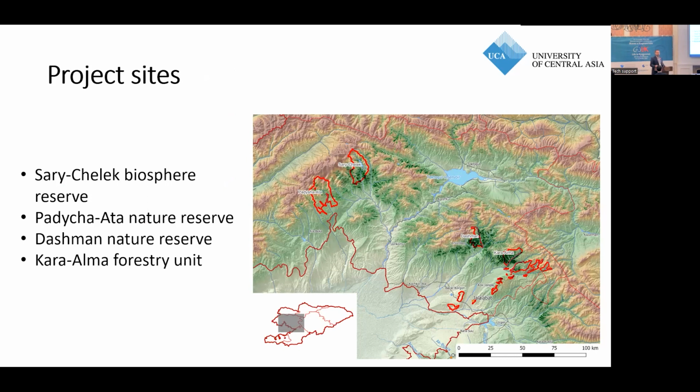Our project works in three areas in the south of Kyrgyzstan. So here you can see in dark green the forests, which are basically a walnut and fruit forest in the south of Kyrgyzstan. And we work in three nature protected areas, which are Sarıçelek Biosphere Reserve, Padishatan Nature Reserve, Dashman Nature Reserve, and Karalma Forestry Unit.